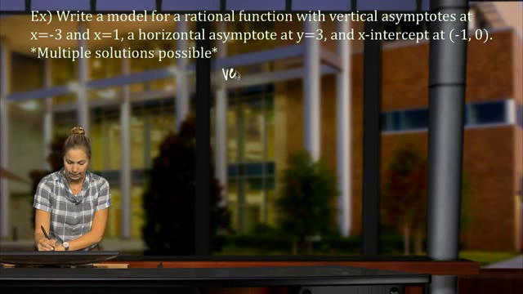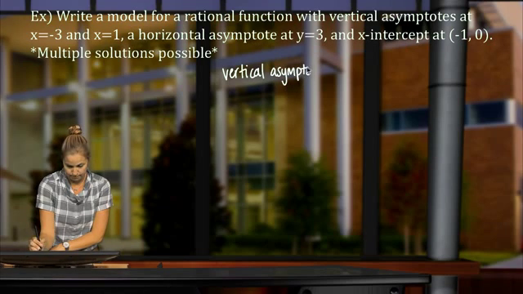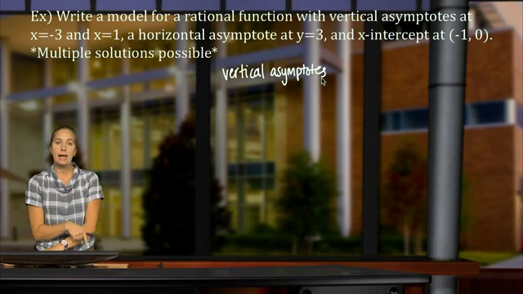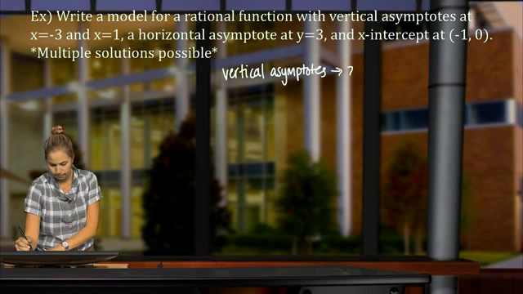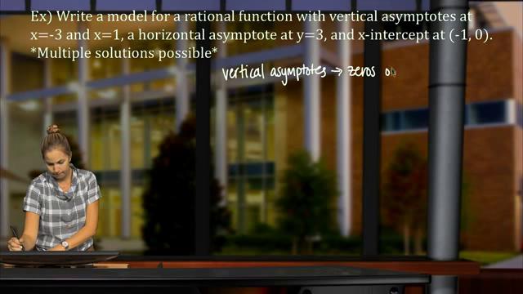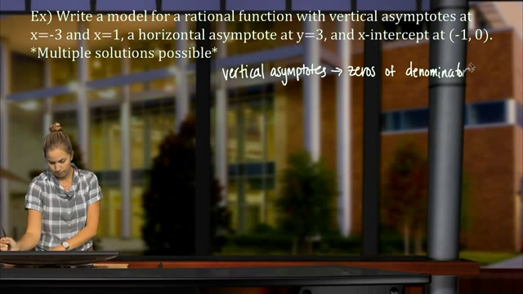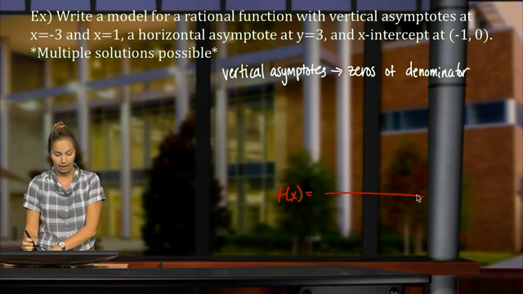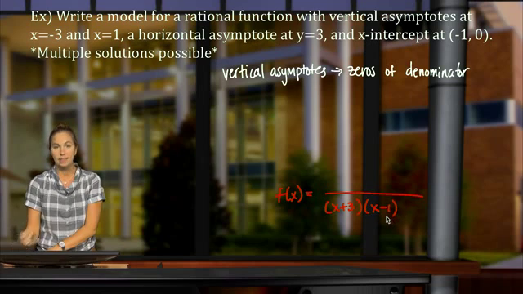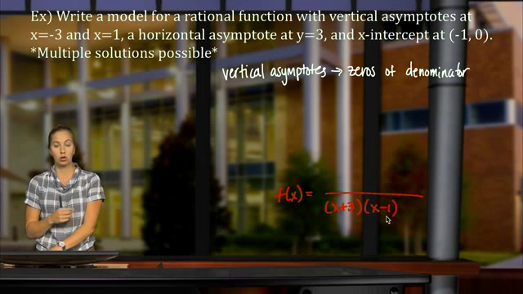So let's think about what's given. We've got some vertical asymptotes. Now, if you look back to your previous examples, where did we find our vertical asymptotes? They were the zeros of your denominator. So we know that our function f of x is going to have a factor of x plus 3 in the denominator and x minus 1 in the denominator, so that we end up with those two vertical asymptotes.